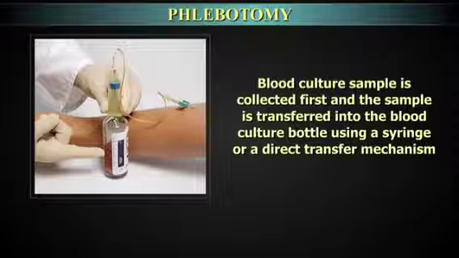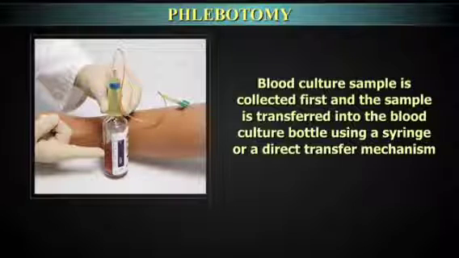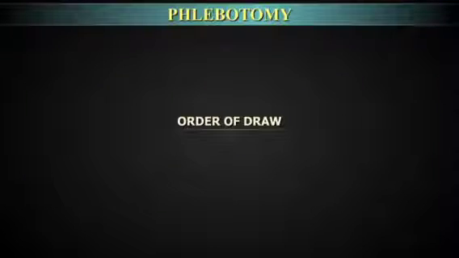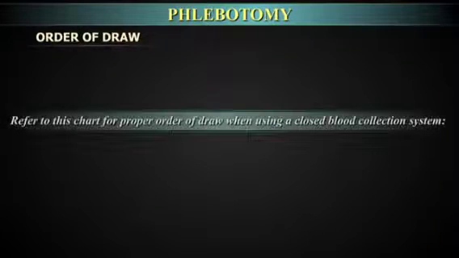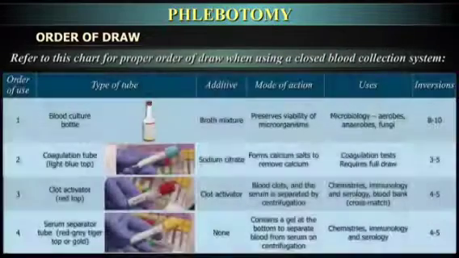Blood culture sample is to be collected first, and the sample is transferred into the blood culture bottle using a syringe or a direct transfer mechanism as shown in the picture. Order of draw. Refer to this chart for proper order of draw when using a closed blood collection system.